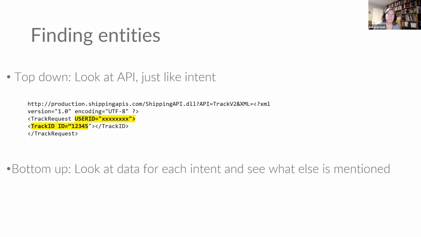So again, we have a top-down and a bottom-up approach. You can look at the API for a top-down approach and see what kinds of things are being used to get information out of the database. And here we have our same API call to the Postal Service database. And it has the track requests that we turned into an intent, and the user ID and the tracking ID. For a bottom-up approach, you can look at data for each intent and see what else is mentioned in those intents. So a tracking request might have a tracking ID. And probably we could have a user ID too. You could say my user ID is 12345.